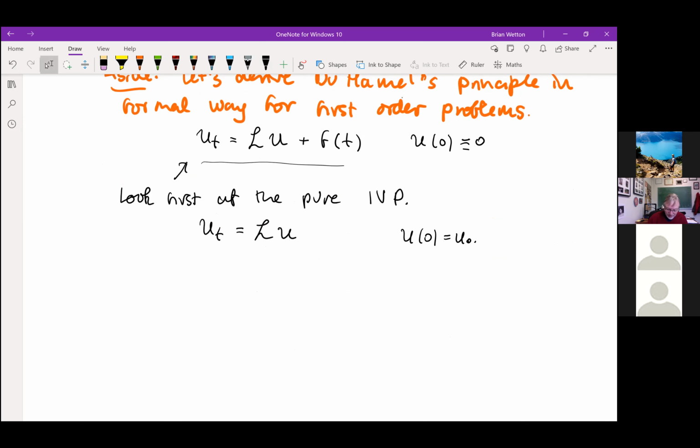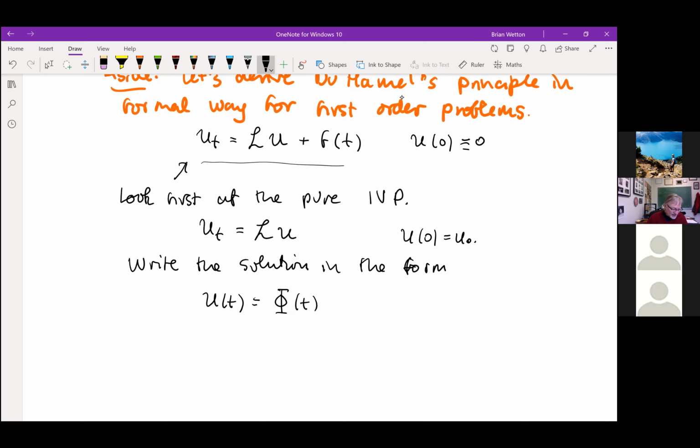And I'm going to write the solution in the form that I've tried to foreshadow with the discussion up above. I'm going to write this in the form u at time t is some solution process times the initial conditions.